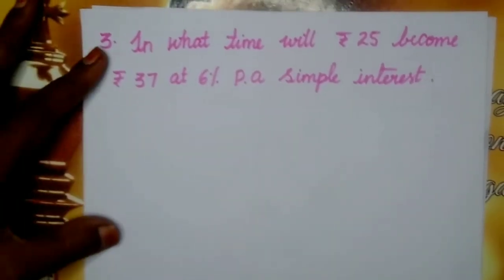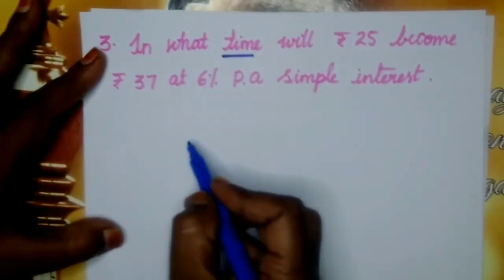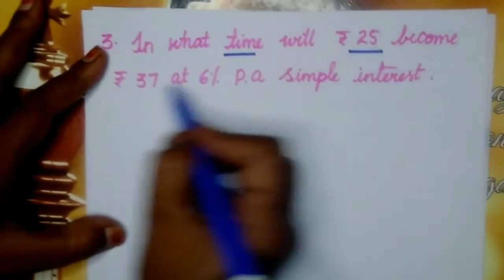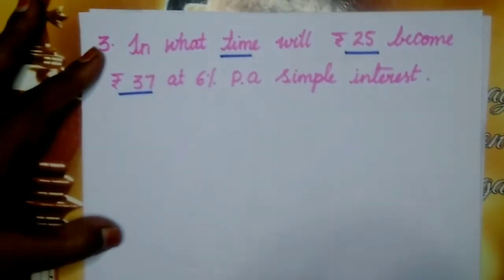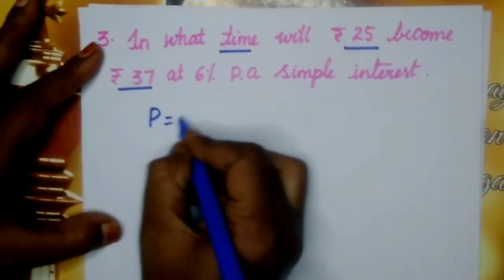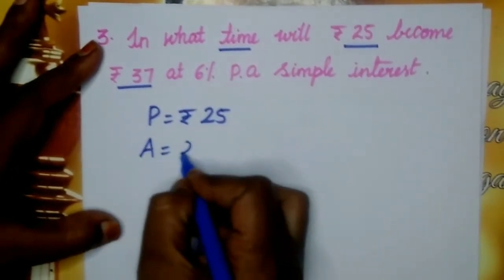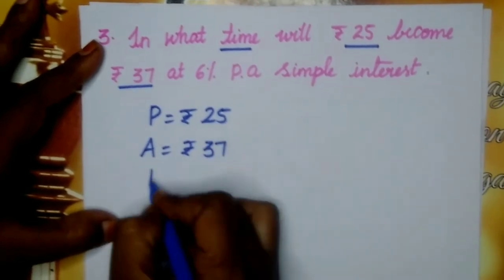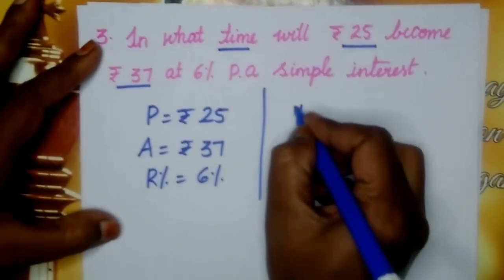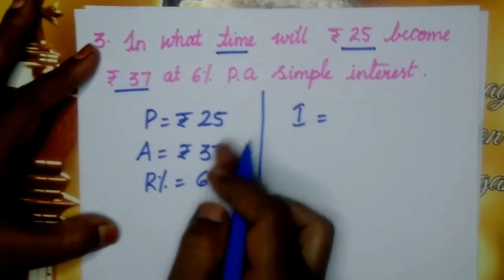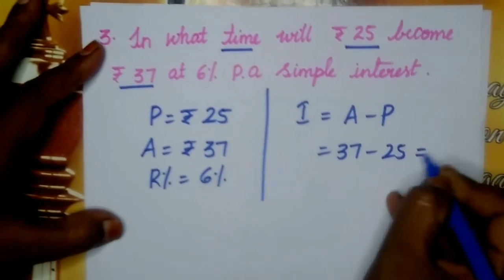Now let us move to the next question. In what time will 25 become 37 at 6% per annum? We need to find the time. The initial amount is 25, and after some time it becomes 37. That time we have to find. So principal is rupees 25 and it becomes 37, which is the amount, rupees 37. The rate percent is 6%. Now find the interest directly, because we have both amount and principal, which is A minus P. So 37 minus 25, which is 12.